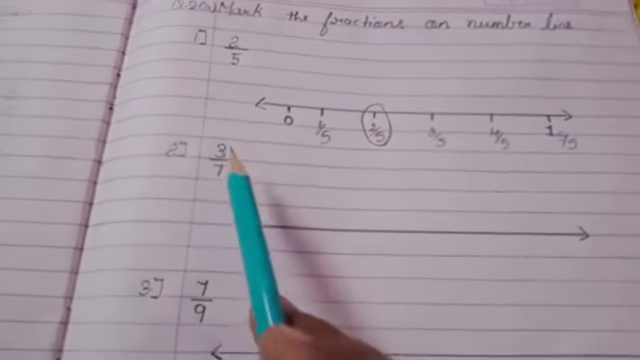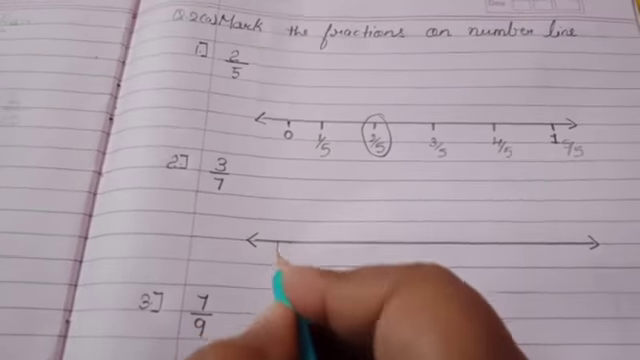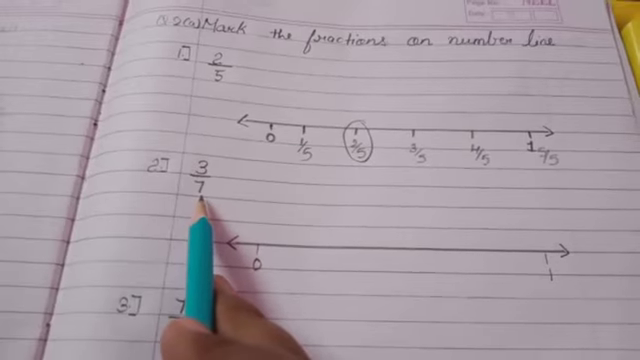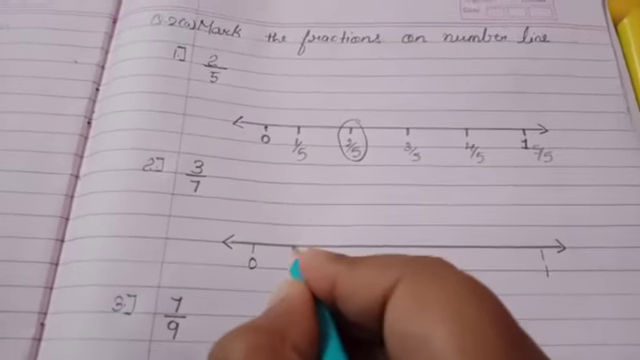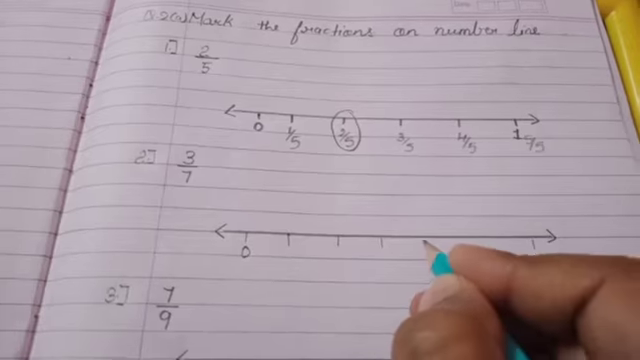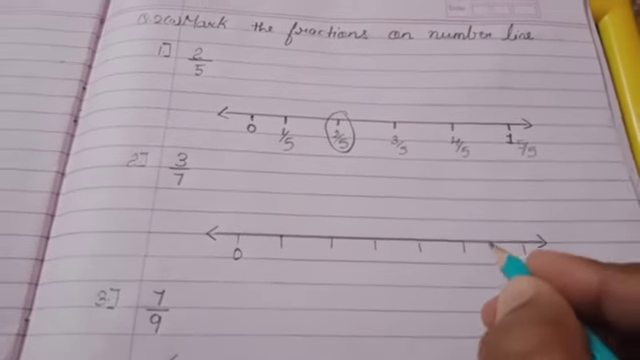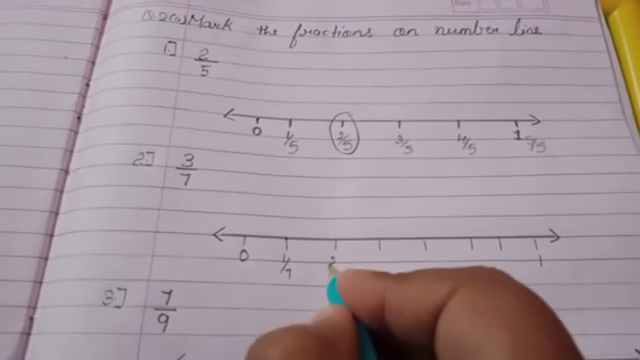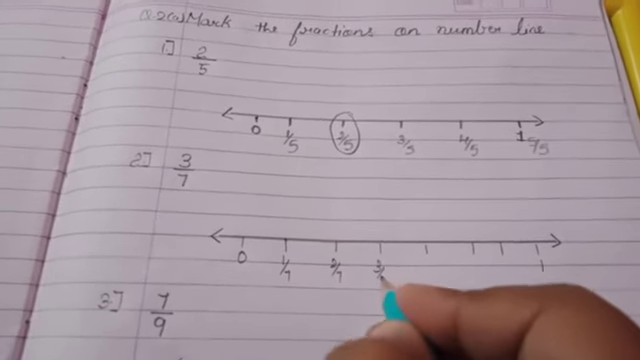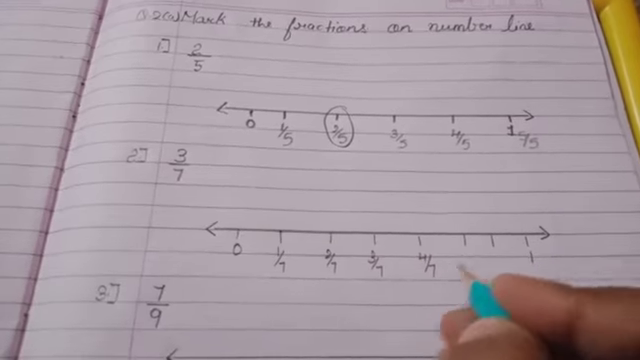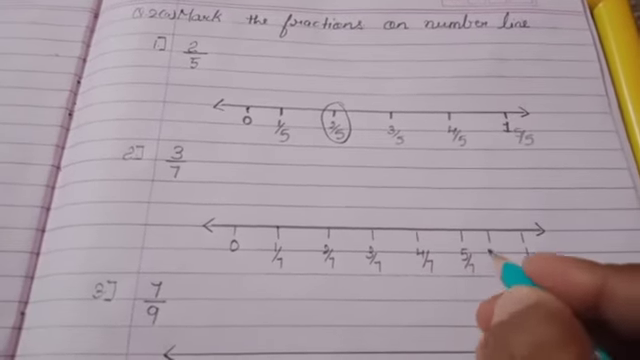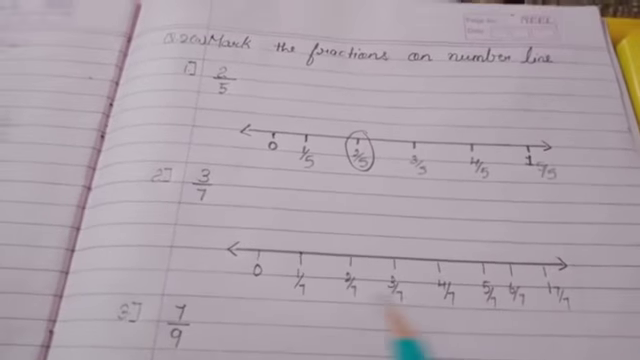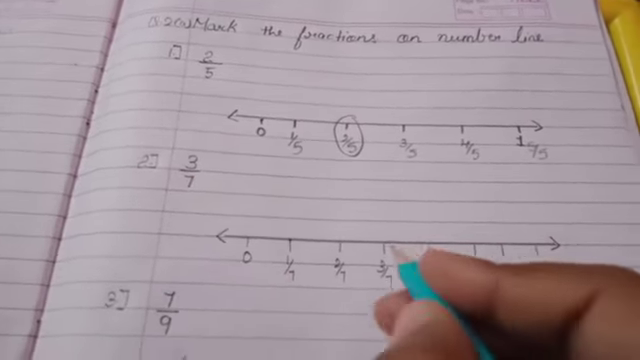Now number 2, 3 upon 7. We will write 0 here and 1 here. We have to make it into 7 equal parts. So 1, 2, 3, 4, 5, 6, and this is 7. So 1 upon 7, 2 upon 7, 3 upon 7, 4 upon 7, 5 upon 7, 6 upon 7, and here 7 upon 7. So our fraction is 3 upon 7.